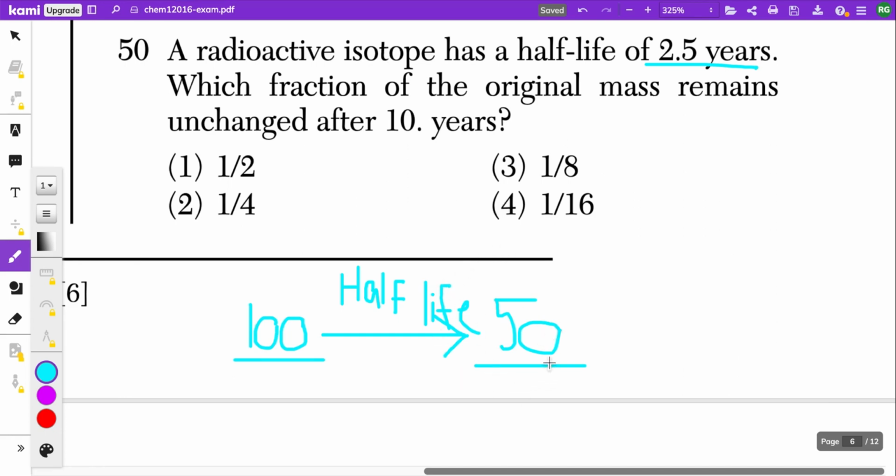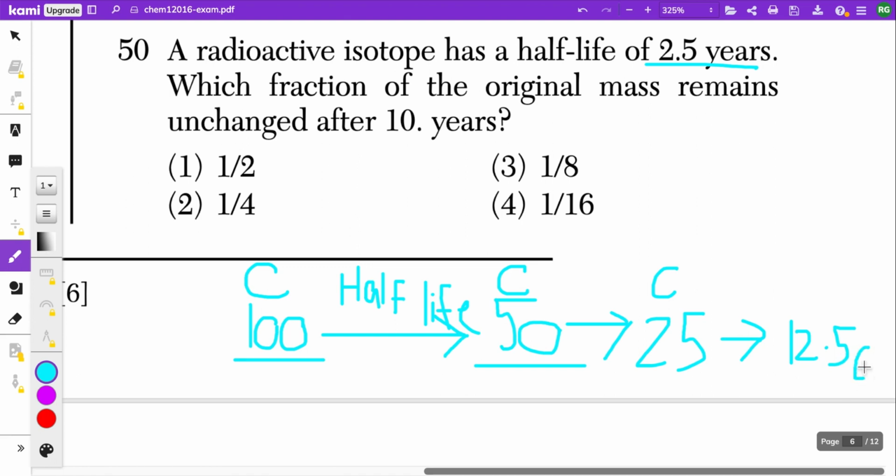Let's say this was carbon, for example. After 2.5 years, there's going to be 50 nuclei of carbon left. Then over another 2.5 years, there's going to be 25 carbons left. And after that, 12.5 carbons left. So that's kind of the idea.